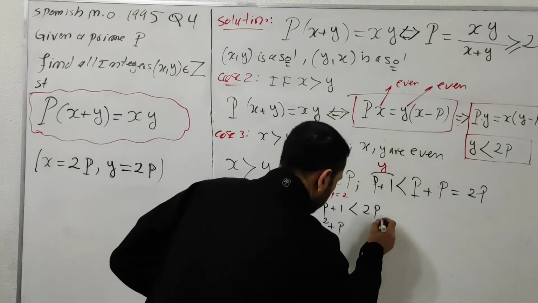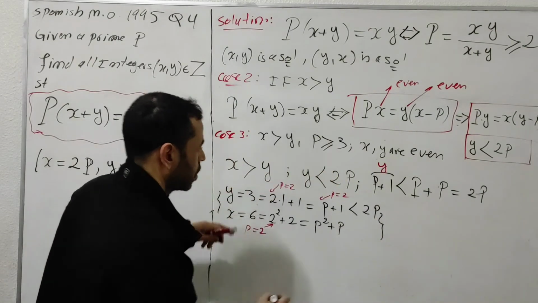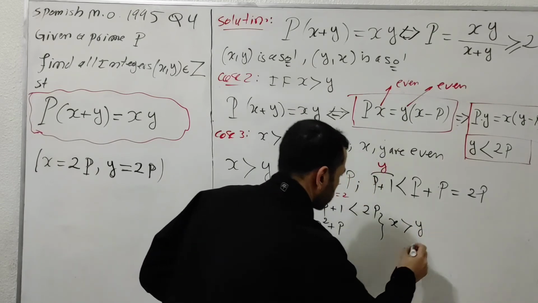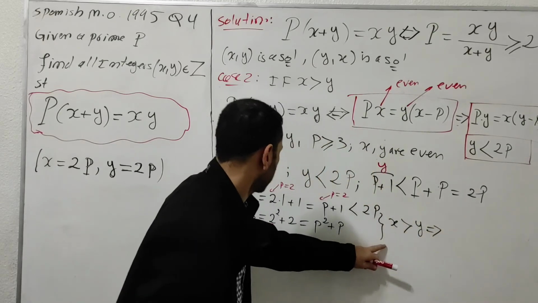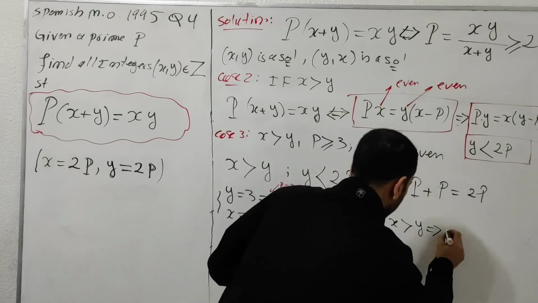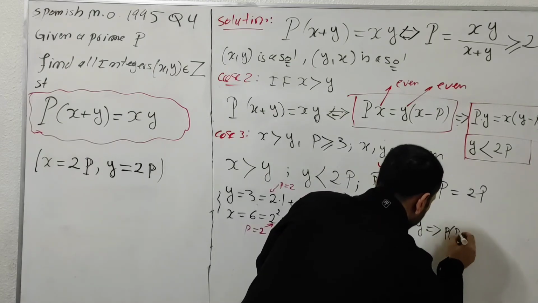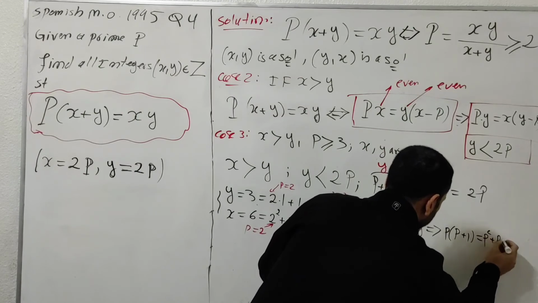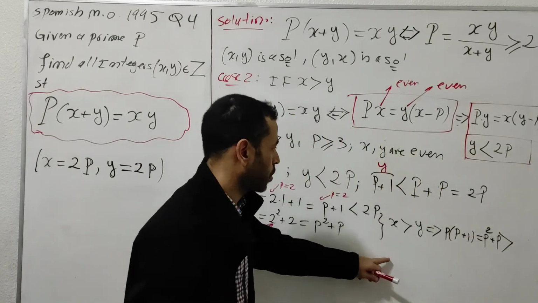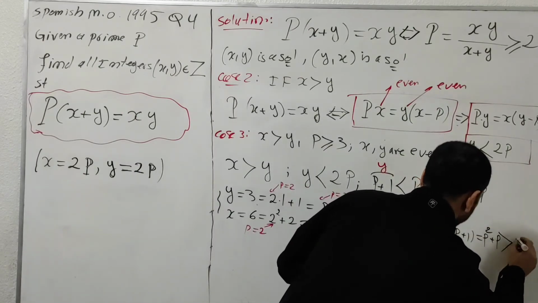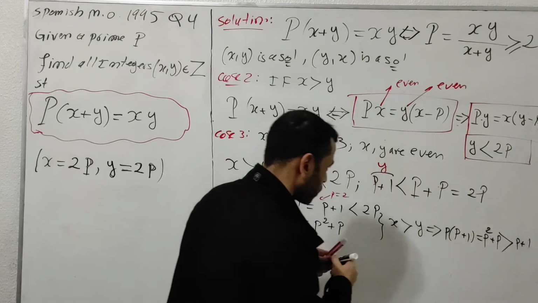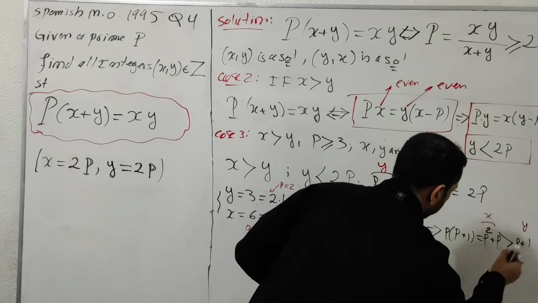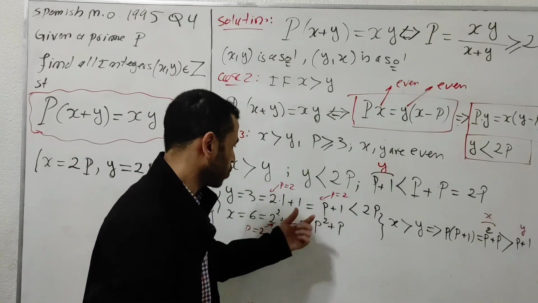And also, by using this fact, x is strictly superior to y, then x will be replaced with p multiplied by p plus 1, which is equal to p squared plus p, which is strictly superior to p plus 1. This is x, this is y. Now we found the general solution of this one.